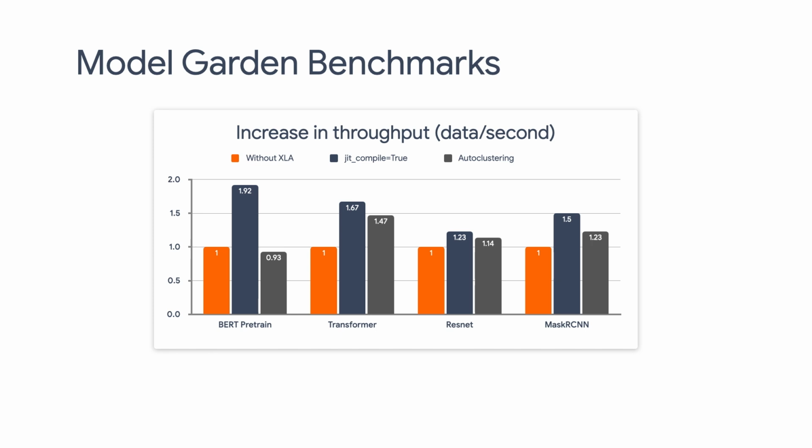And we can see that with jit_compile equals true, we could get a speedup from 1.2x to 1.9x on a variety of models, including BERT, Transformer, ResNet, and Mask R-CNN. The increase in performance with autoclustering was slightly lower, from 1.2x to 1.5x, and no changes to the model were required. You can see that in one case, the performance actually got slightly slower with autoclustering, which can happen, since it's a fully automated process, and it's hard to see exactly what it's doing. That's another reason why we promote the usage of jit_compile equals true.